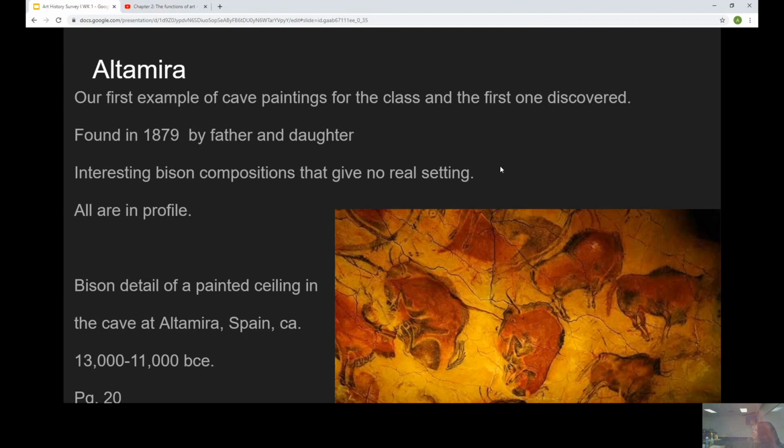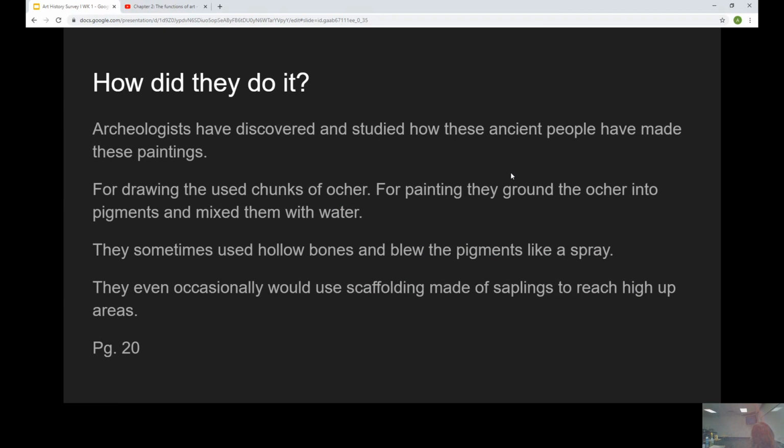And that goes back to our talk yesterday that a lot of artists have their own specific techniques and styles that they like to do things. But as I said, this is not the oldest cave painting. This is just the first one found. We're going to see some older ones now. But first, how do they do this?